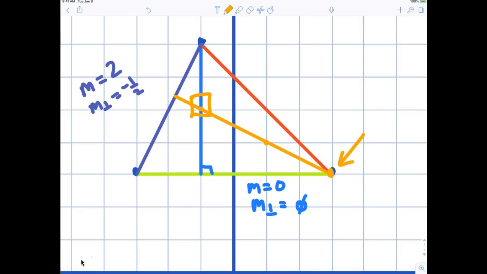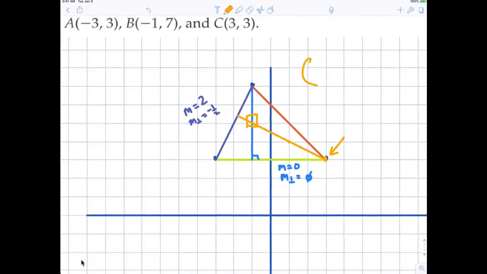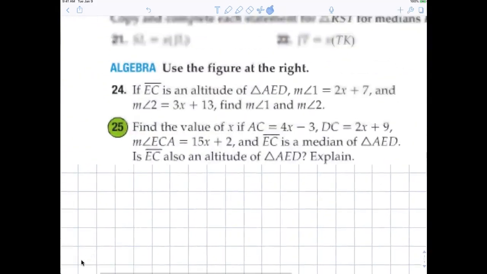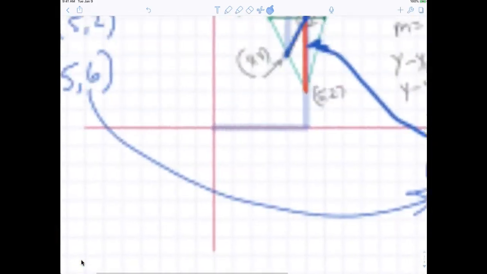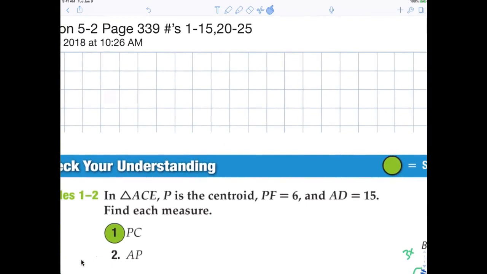Now your job, please finish it up. So that answer is -1, comma, 5. For homework, it's 1 through 15, and 20 through 25.